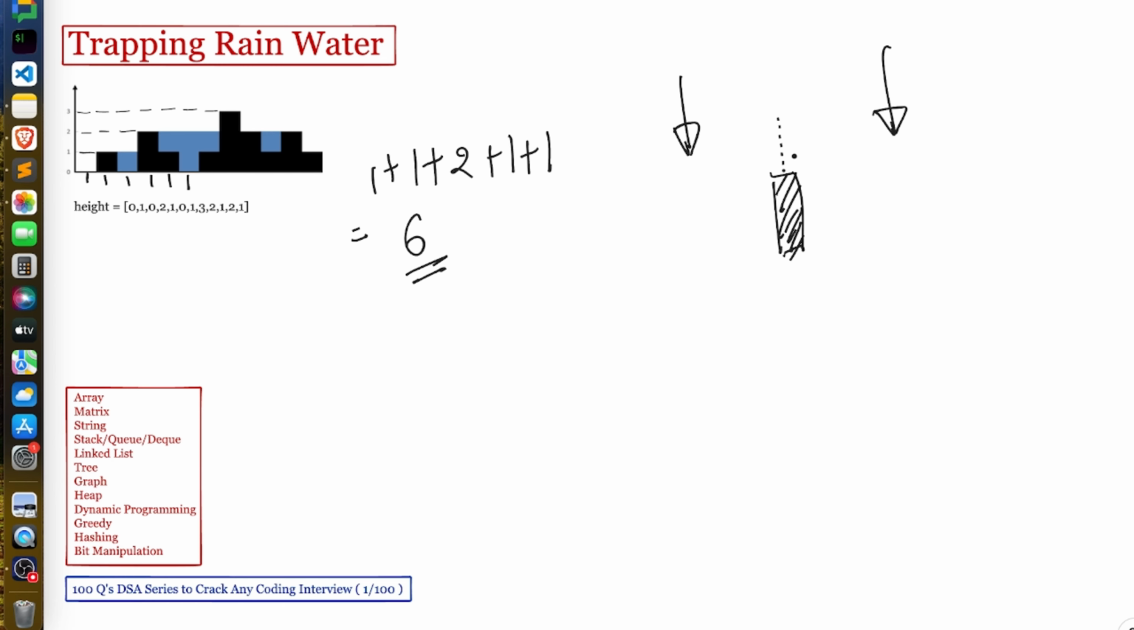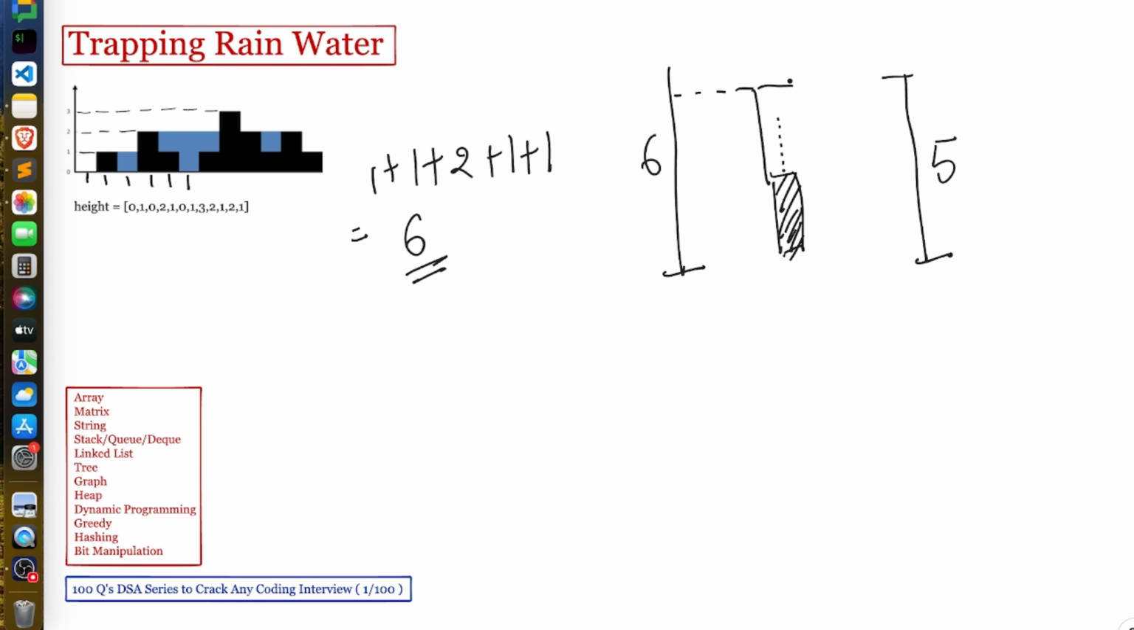For example, let's say this is my bar. On the left side the maximum bar height is 6, and on the right side the maximum height of the bar is 5. See how much water can be trapped. The water that can be trapped is this much. So we are taking the minimum of the maximum height on the left side and the maximum height on the right side.